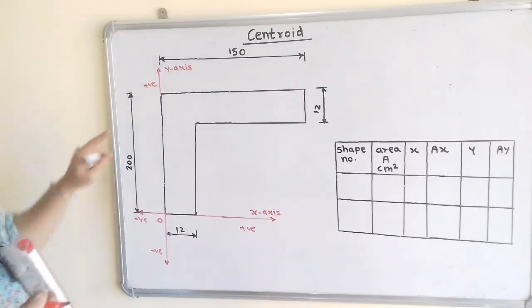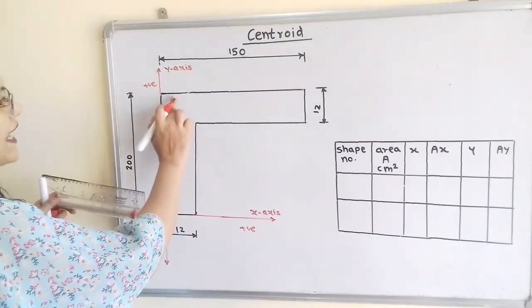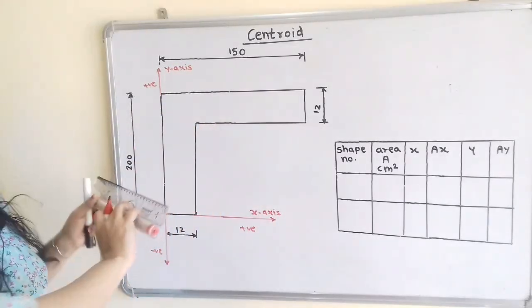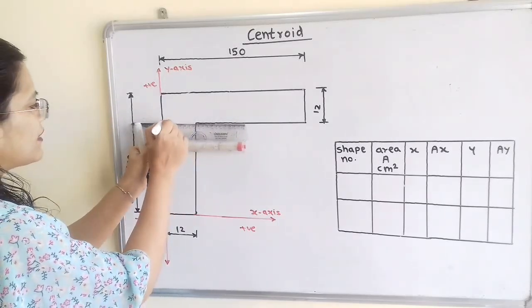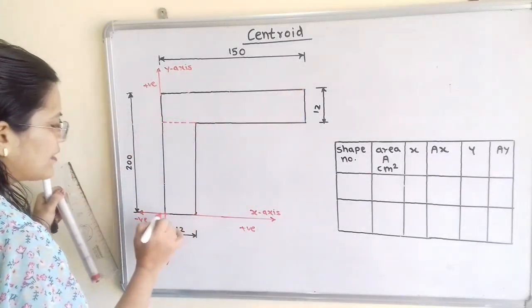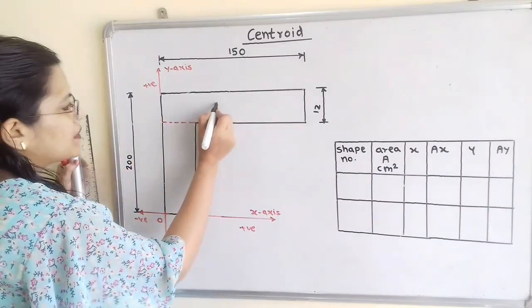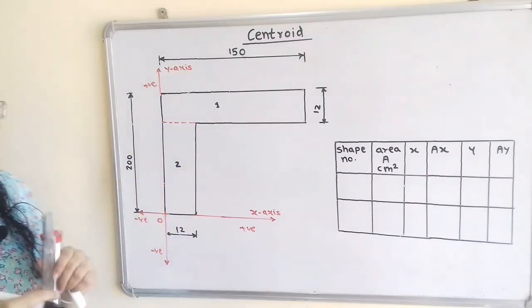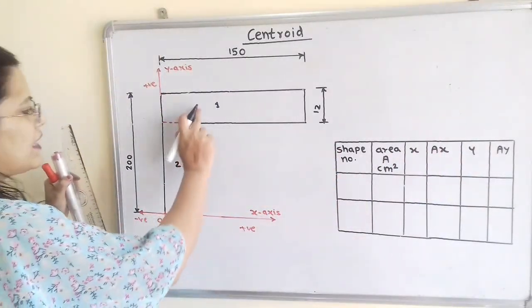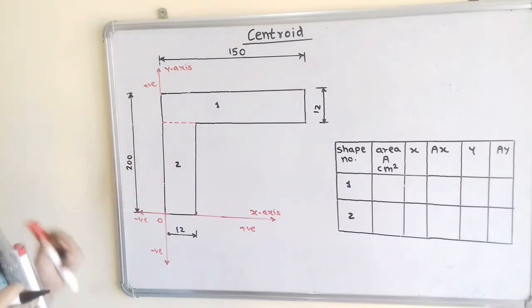Now second step, we have to split the given shape into simple parts. We can split this diagram into two rectangles. So if I draw one construction line here, then here is the first rectangle and here is the second rectangle. We have to give numbers to the shapes, so I will give here the number 1 and this is number 2. We have to prepare a table, and in the first column we have to write the shape number. There are only two shapes in the diagram, so I will write 1 and 2.